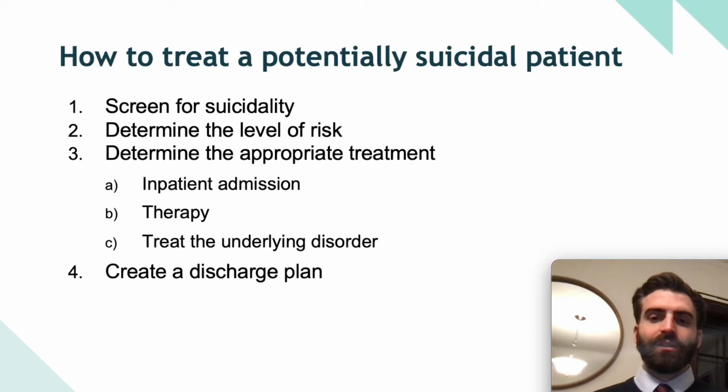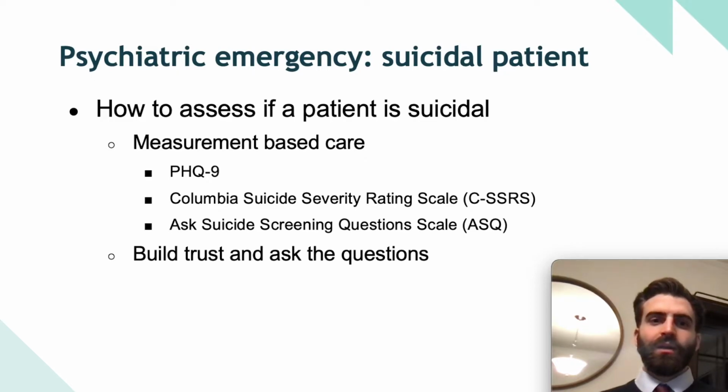So now we're going to go into 4 major steps on how to treat a potentially suicidal patient. First, we're going to screen for suicidality. Then we're going to determine the level of risk. Then we're going to determine the appropriate treatment. And finally, create a discharge plan. So the first step is screening: how to assess if a patient is suicidal.